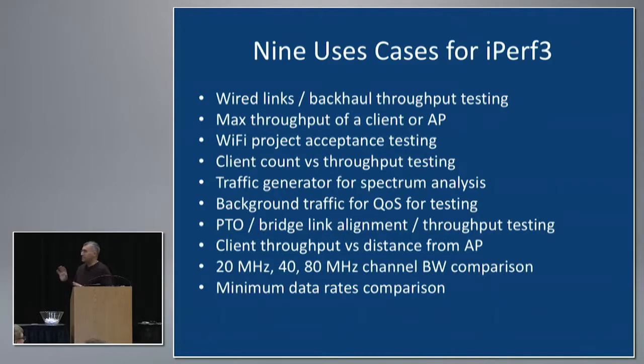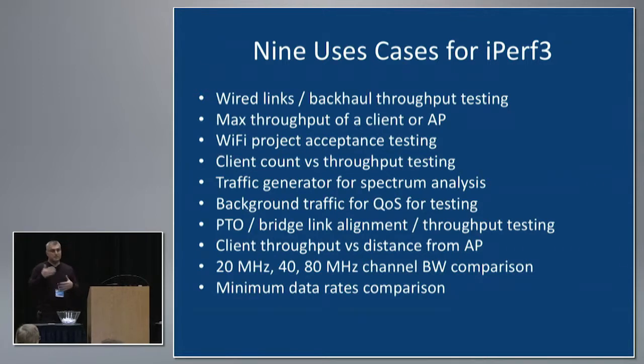Here's some cases that I put together for how to use iPerf3. It's not only useful for throughput testing, but it can also be useful for some labbing. For example, if you want to generate background traffic for spectrum analysis, you can just use 2 different host machines, select a channel you want to run traffic over, run that test, and then you'll see background traffic as spectrum energy on your spectrum analyzer.